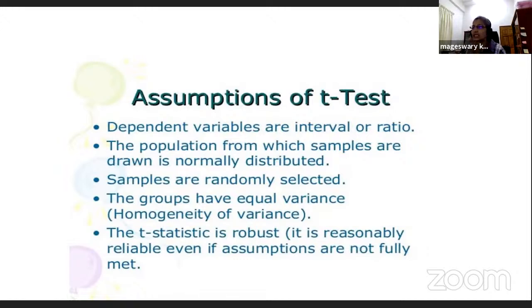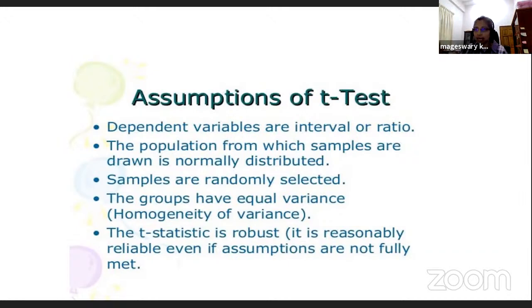The first thing is the dependent variables are interval or ratio. They are continuous data. Continuous means Likert scale, percentage and all that. They are not dichotomy, like gender or income group. They are continuous data. The samples are normally distributed. I showed you the normal curve, right? The samples are normally distributed.